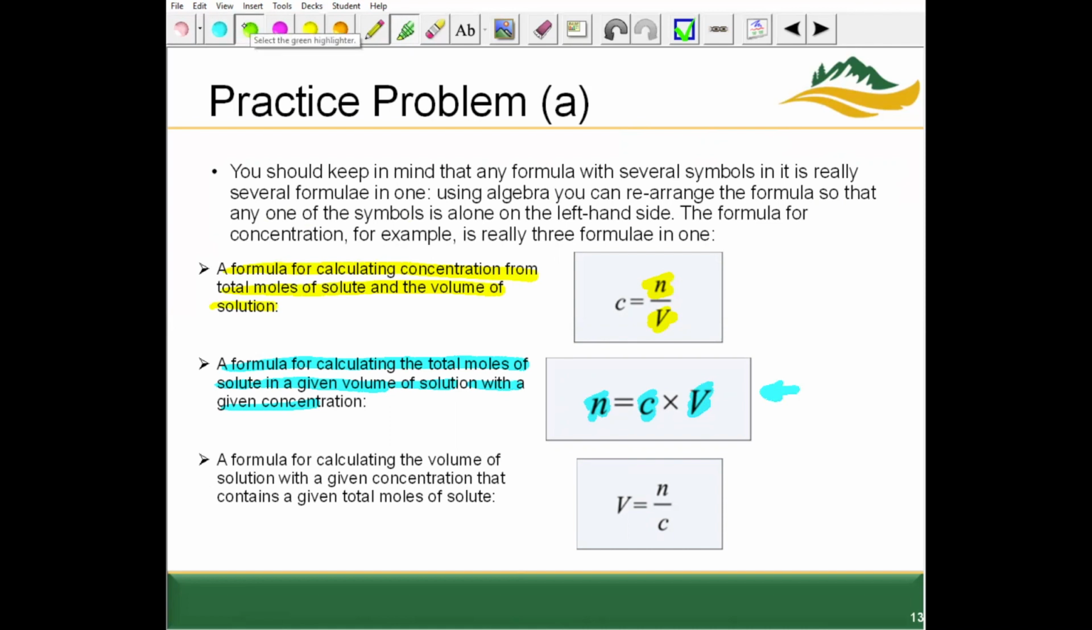So in this case, we could solve for N, the number of moles, which is what we're going to do in this example. Then yet another variation is a formula for calculating the volume of a solution with a given concentration that contains a given total moles of solute. That means we're asked to solve for volume, and we are given the concentration. We're also given the total number of moles of solute. So all these different variations to solve for either concentration, number of moles, or volume. So we'll get used to working with all these different variations of this concentration equation.